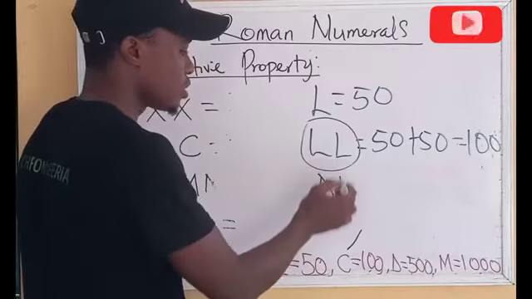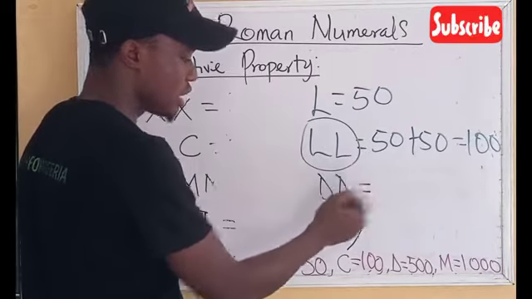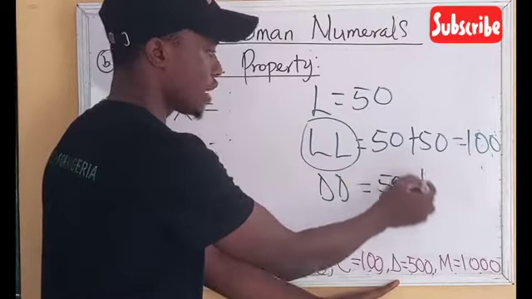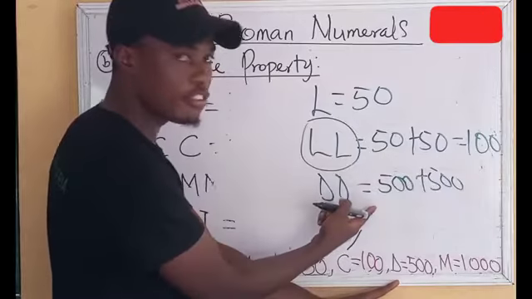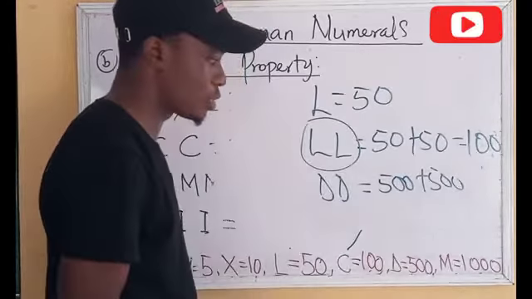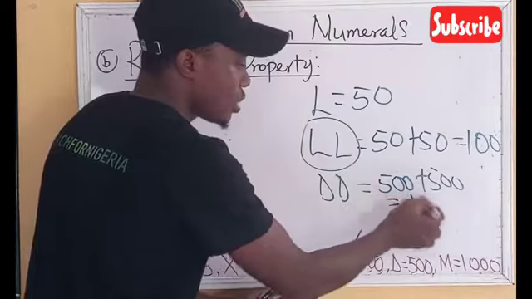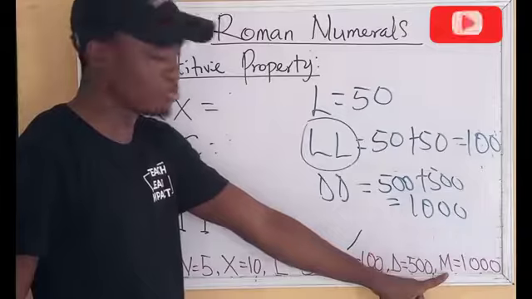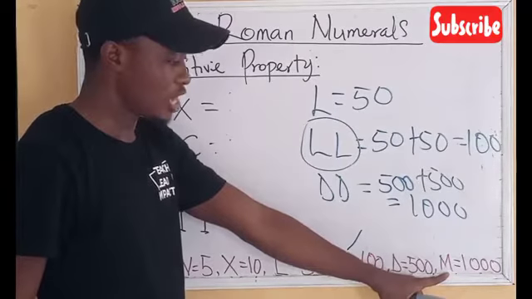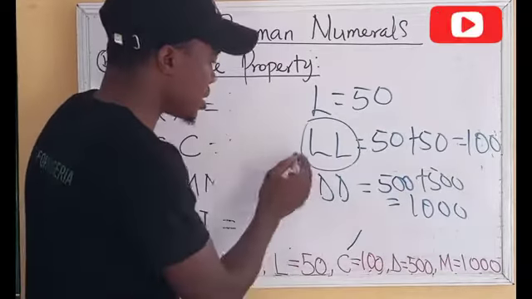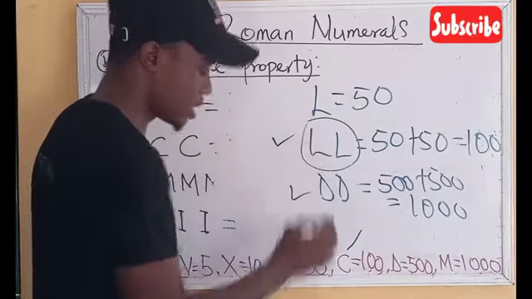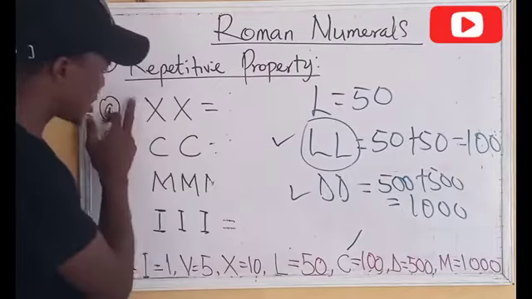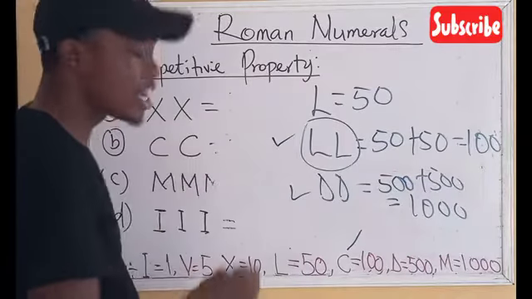And at the same time, D. When you have DD, D is 500, plus another 500, this is going to give us 1000. And 1000 from these symbols is given to be M. So we can't repeat this, and this. The only symbols that can be repeated are X, C, M, and I.